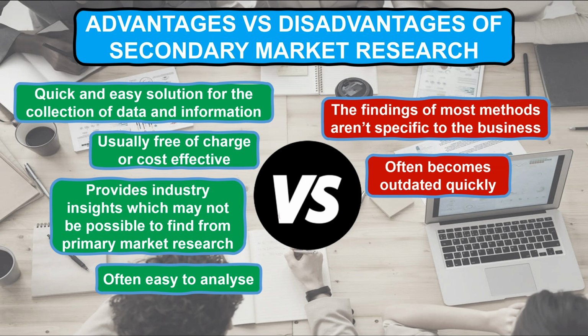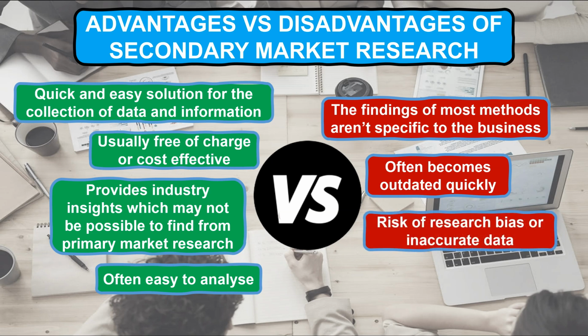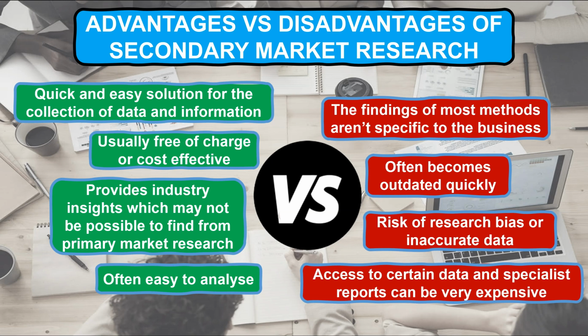As secondary market research is mainly conducted by external parties, it's crucial for businesses to be wary of the potential for bias or inaccurate information in any forms of secondary market research. This is to ensure that they aren't misled in the decision-making process, and they should also consider who has funded the research. And finally, although a lot of secondary research is free or relatively cost-effective, access to certain data and specialist reports can be very expensive.